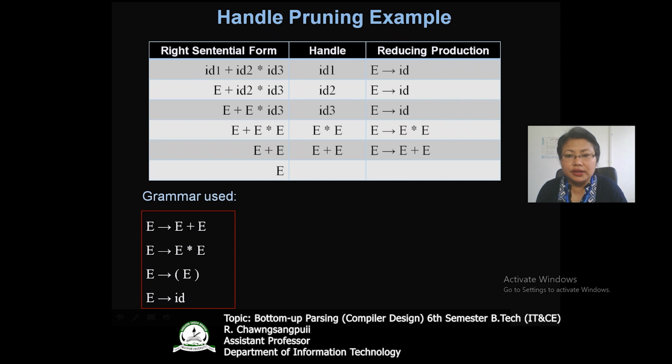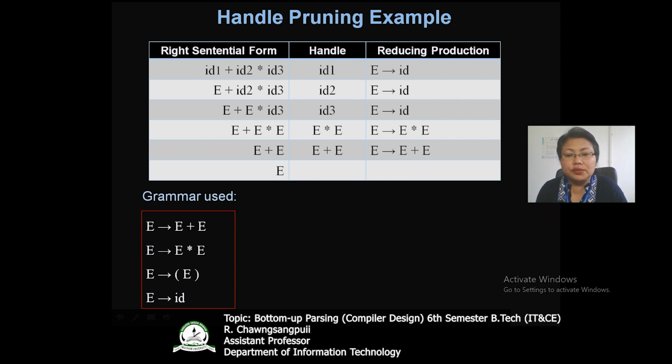Now in this third step, our handle is ID3. So the reducing production is E can have the form ID. So now we are replacing this ID3 with the left side of the production, which is E. Now we have E plus E into E. What is the handle here? This is the handle, E into E. We will be using as the reducing production E can have the form E into E, which is the second production rule in the grammar which we are using.